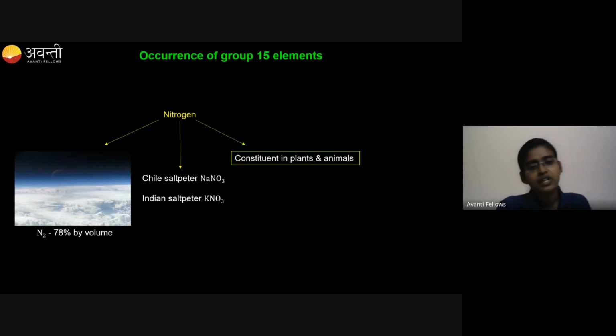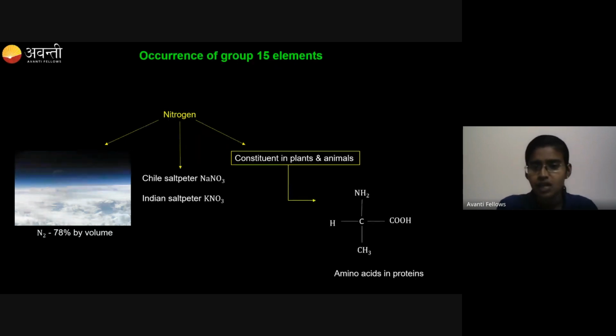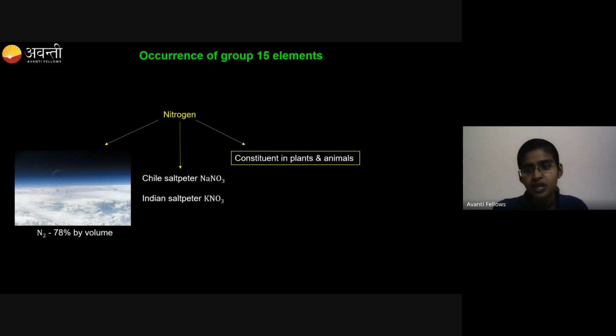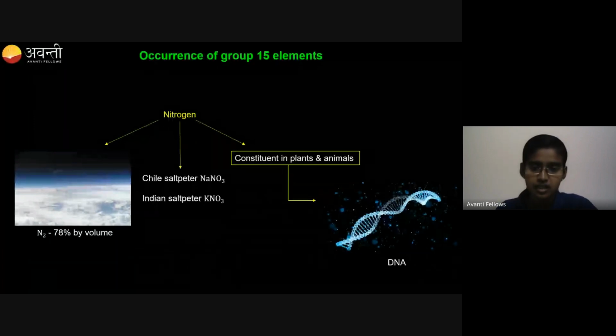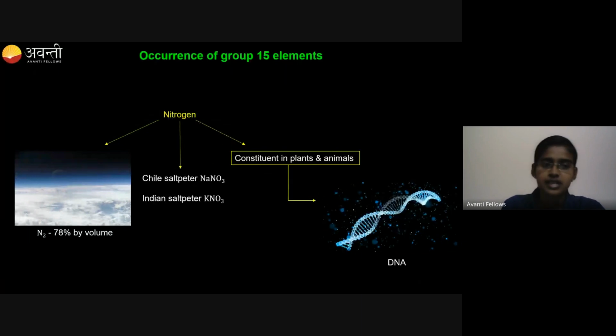And it is also one of the constituents in plants and animals. In plants and animals, we have compounds like proteins, formed by amino acids, right? In a protein formed by amino acids, you can see nitrogen is one of the atoms in that amino acid. So that's why it is a constituent in plants. And in DNA, the double-stranded DNA is formed by nitrogenous bases, that is adenine, guanine, cytosine, and thymine. They are nitrogenous bases, which consist of nitrogen. So in DNA also we have nitrogen. Got it? So nitrogen exists in the atmosphere at 78% by volume, in Chile saltpeter and Indian saltpeter salts, and as a constituent in plants and animals. Got it?